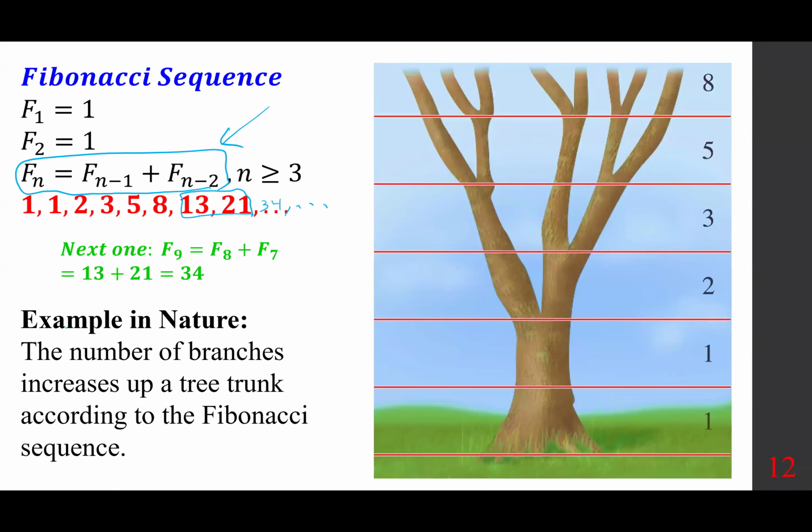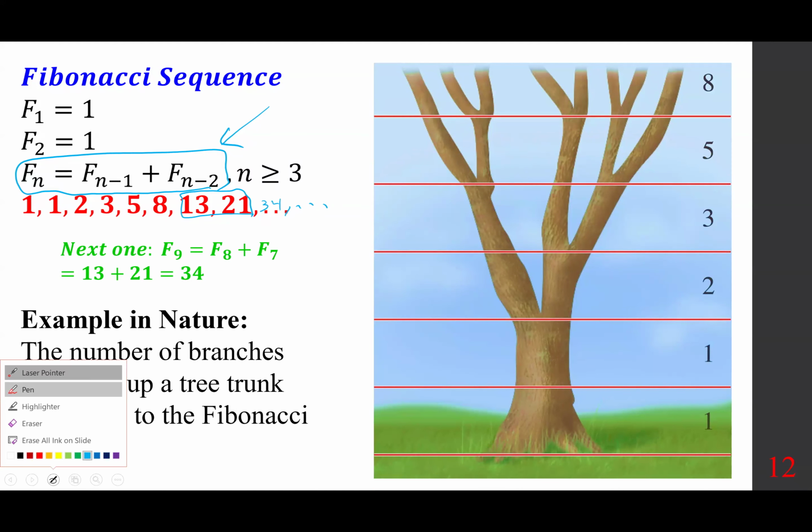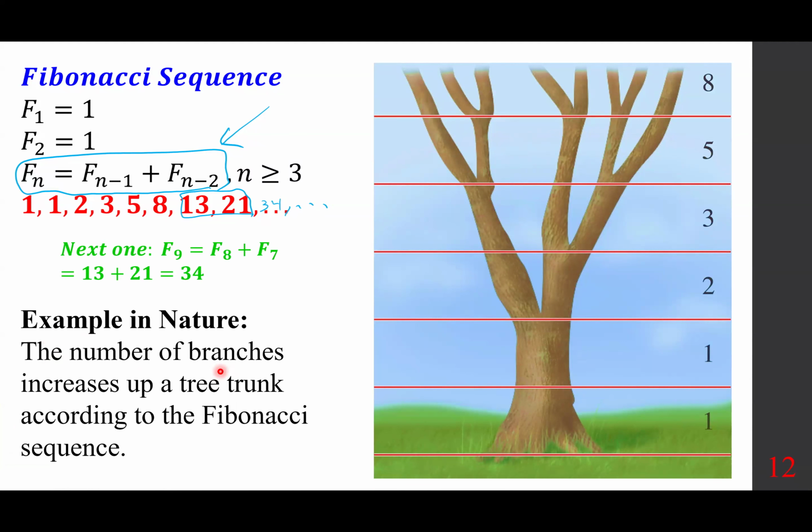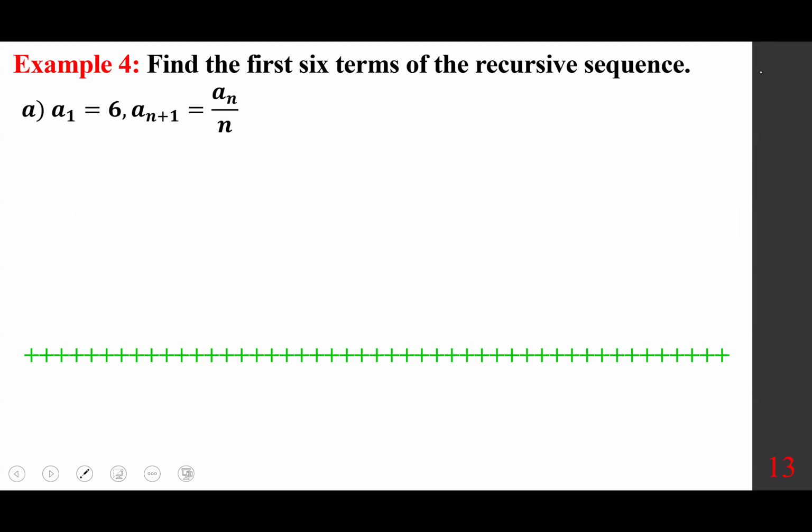An example happens in nature. The number of branches increases up a tree trunk according to the Fibonacci sequence. So you have one the first year, you have another one the next year, and then it becomes 2 because we add these two. The next one we add these two, we get 3. The next year becomes 5. The next year becomes 8, and so on. Let's look at a couple of examples to see how we arrive at the answer for cases like this.